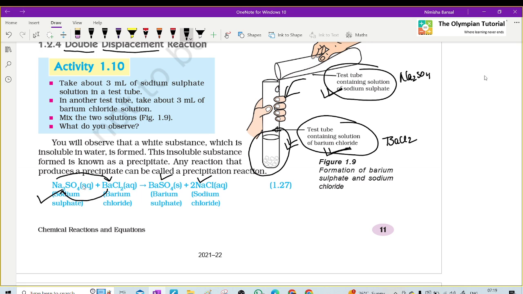It is aqueous solution. It is also aqueous solution. Barium sulfate solid is formed and sodium chloride also in aqueous solution. Written, Thanya? Just a second. Okay. After writing down, let me know.